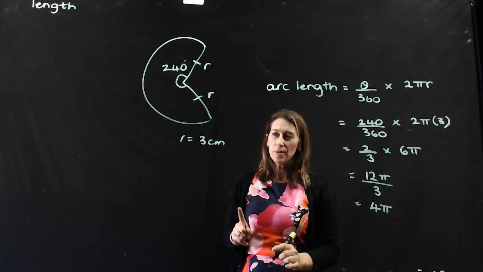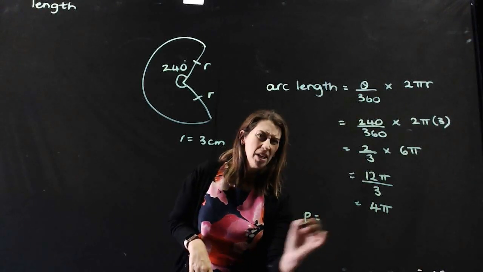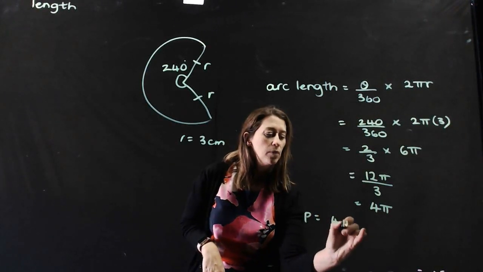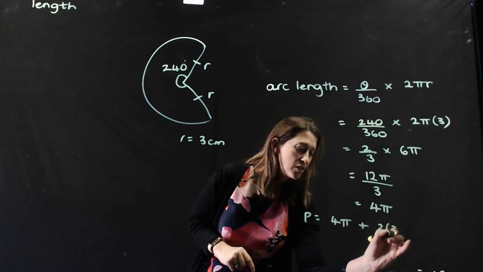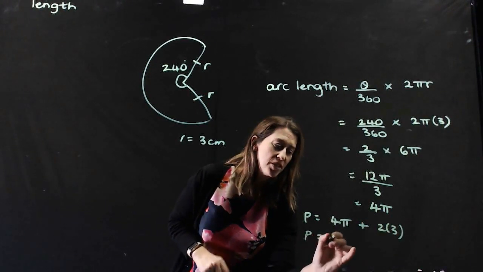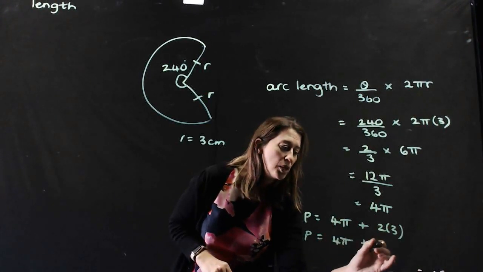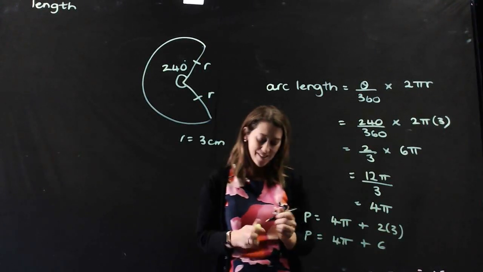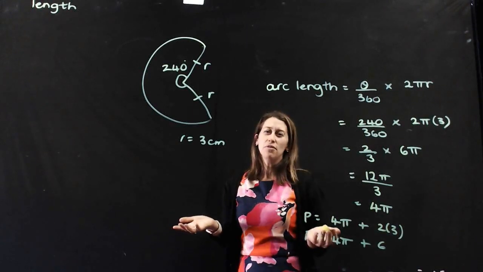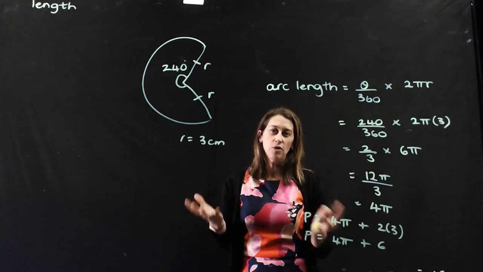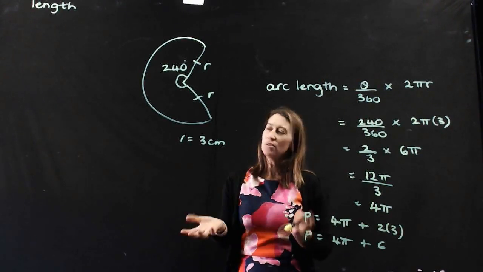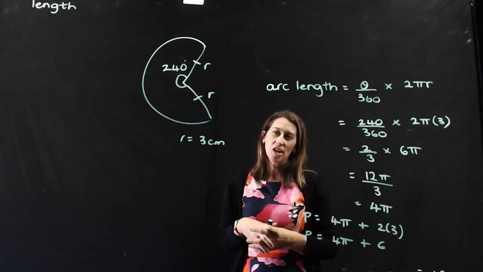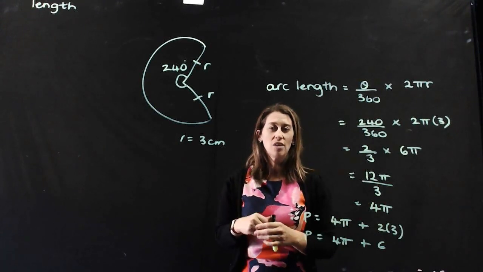So if I'm working the perimeter out, let's call it P, I'm going to be 4 pi plus twice the radius, twice 3, because that's the radius. So my answer for the perimeter in exact values is 4 pi plus 6. And that's pretty much an overview of shapes involving length. The only other shape we haven't considered is a triangle. You'll need to watch the video on Pythagoras' theorem to make sure you can work out those lengths.